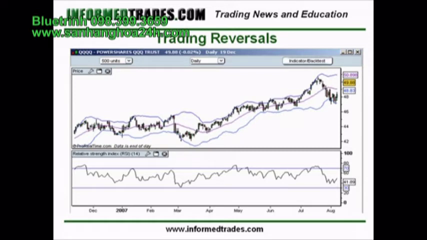You can see here it's a chart of the Qs, which is the NASDAQ ETF. And you can see here we have a ranging market there, we have a trending market here, and you can see that in the ranging market we had multiple touches of both the upper and lower band, but in the trending market it was hugging the upper band for a good portion of that time.